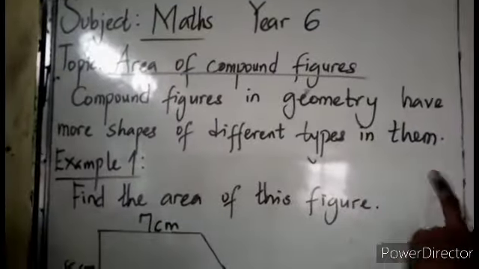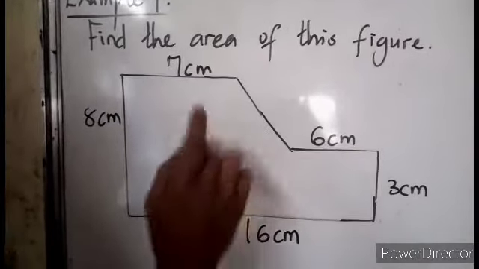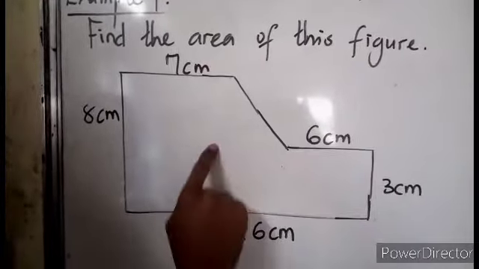Now, the question says, find the area of this figure. Now, this is a compound shape. Why is it a compound shape? Because there are different shapes that can be found in this single one. So before you can find the area of this kind of shape, it's not easy to add, multiply, add or multiply. It will be very difficult.